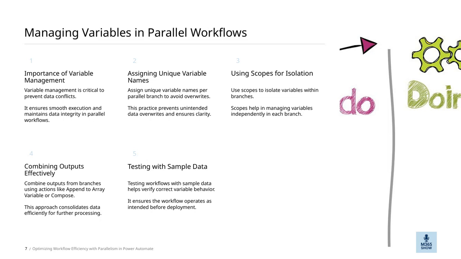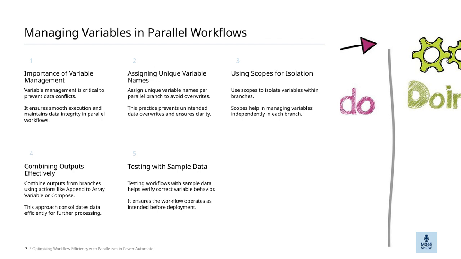Let's talk about managing variables in parallel workflows. Testing workflows with sampled data is a crucial step. It helps us verify that the variables behave as expected before we deploy the workflow into production. This ensures everything runs smoothly and as intended. When combining outputs from different branches, we can use actions like append to array variable or compose. These tools allow us to efficiently consolidate data for further processing.